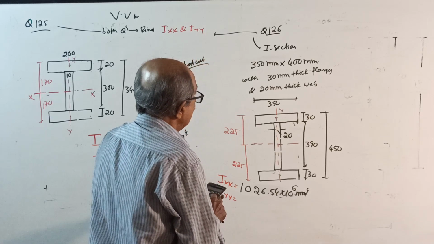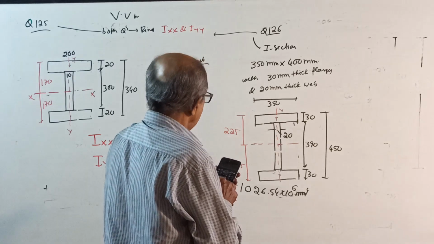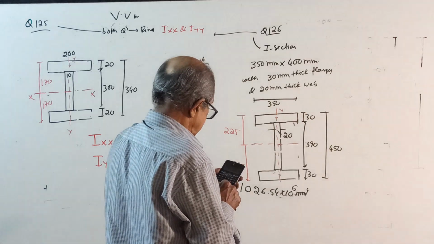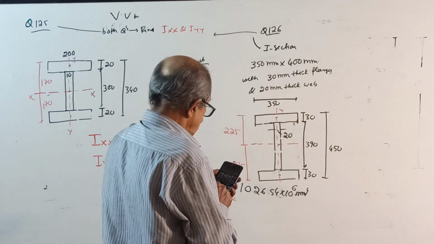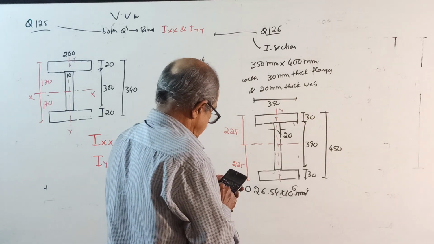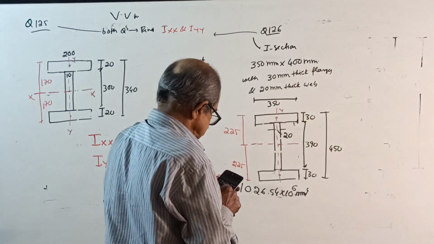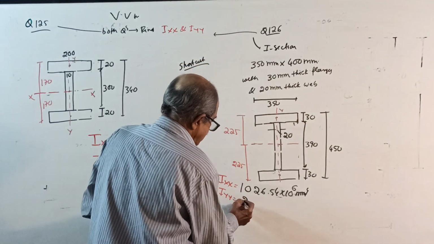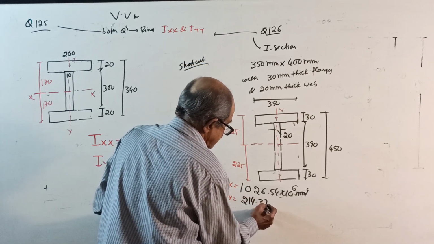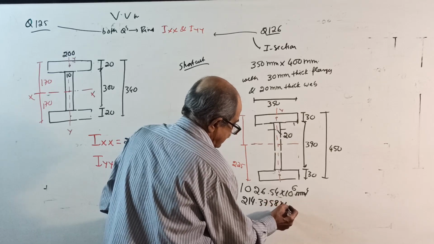1026.54, correct. Iyy is 30 into 350 cube divided by 6 plus 390 into 20 cube divided by 12. That gives 214.3758 into 10 to the power 6.